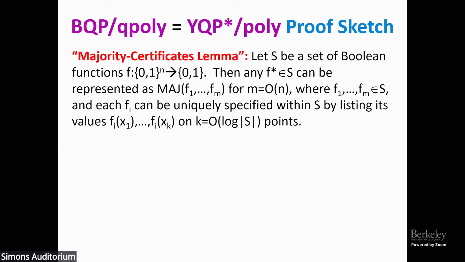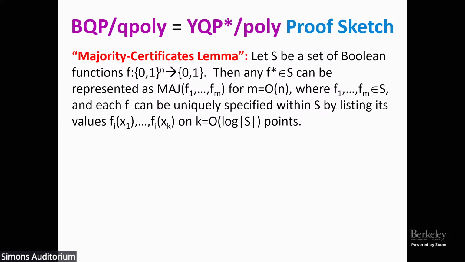Now we know that if I want to specify f star by telling you its input-output behavior, I might need to specify an enormous number of input-output pairs. For example, suppose that S consists of the all zeros function and also all the functions that are 1 on only a single input. Well then, I could show you an enormous number of inputs where the function is 0, and I still haven't specified the function within the set, because I haven't ruled out every single place where a 1 could be hidden. But we show that something weaker and still very useful is true. We show that any f star in S can be represented as the majority of O of n functions in S. Call those functions f1 up to fm, for m is O of n.